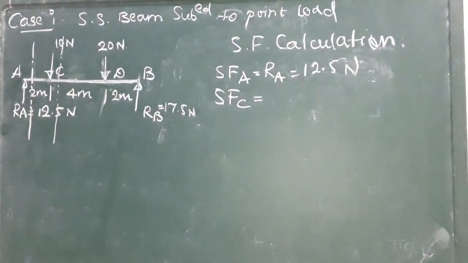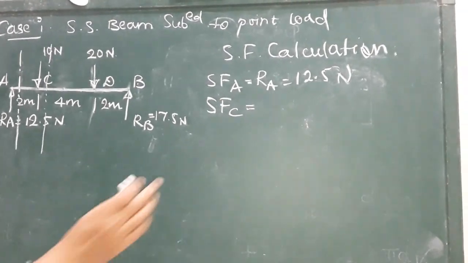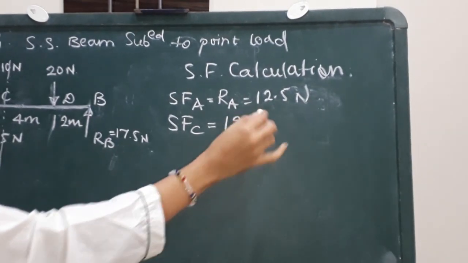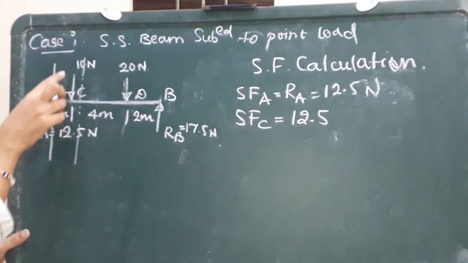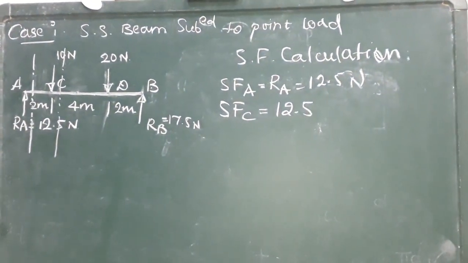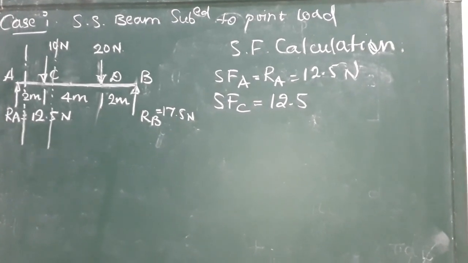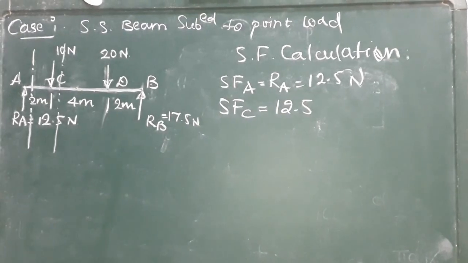I am showing you here the shortcut. What you have to do, you have to take the previous answer, that is 12.5, and the next load's direction, you have to assume only left side's, right? That means upward is positive, downward is negative, clockwise is positive, anti-clockwise is negative.